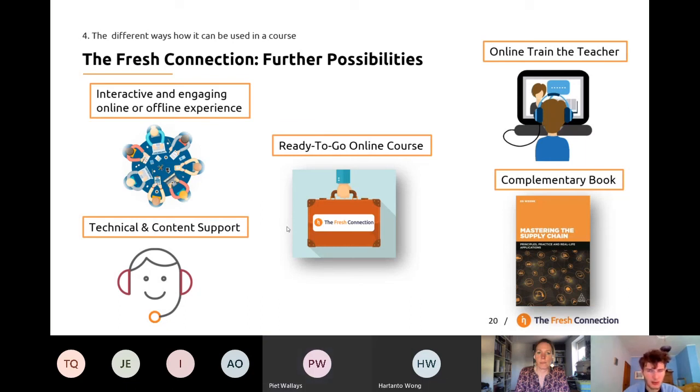So I want to clearly differentiate. There's a teaching case where you use the simulation as a database, basically, to look at data and at a supply chain and map that one. But you cannot take decisions. It's not interactive in that way. The teaching case makes it interactive, but what the Fresh Connection in itself can do as well is really an interactive course where students go round by round, as I described in the beginning. And that's quite nice because it creates an engaging online experience for students in the current times.